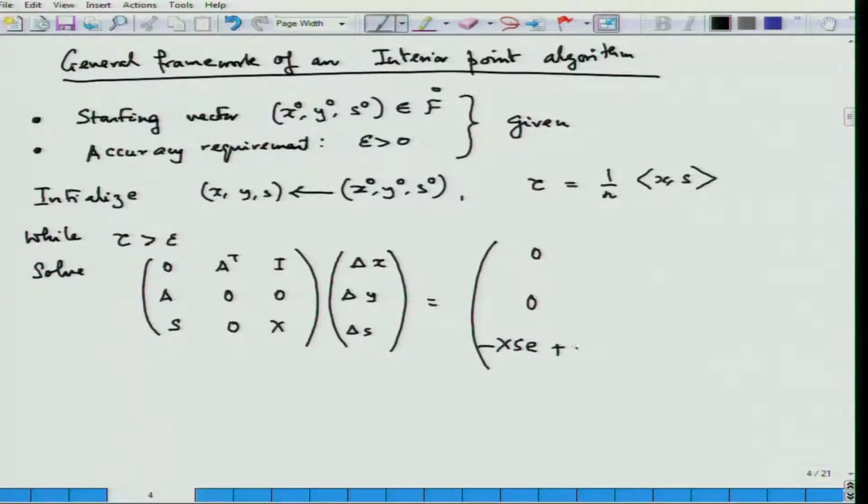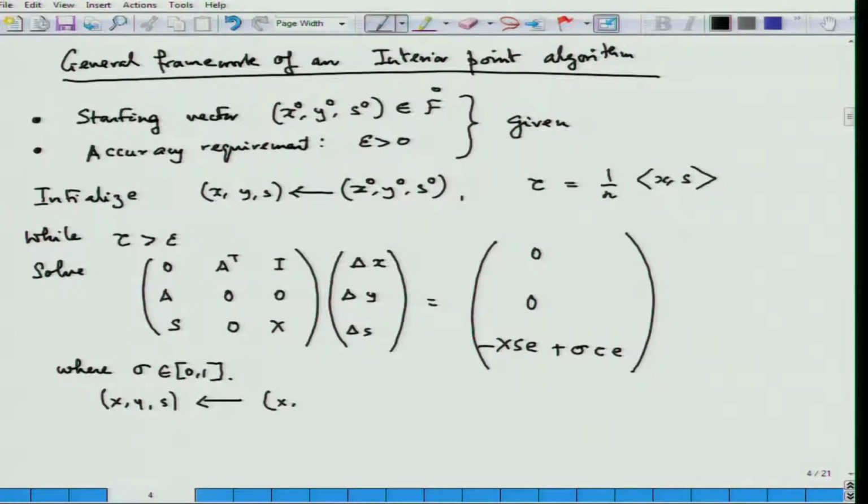So, this is what you need to solve, where sigma is the centering parameter, or the pointer, between 0 and 1. Now, at every step the new x, y, s would be: x, y, s is assigned the old x, y, s plus alpha times delta x, delta y, delta s.